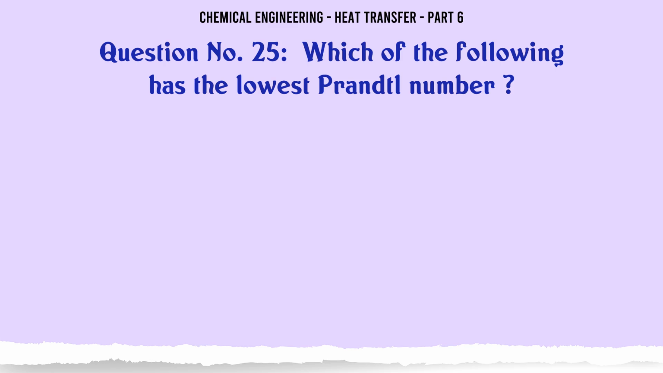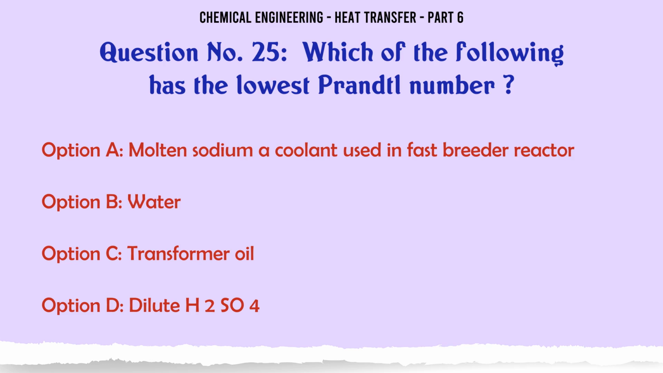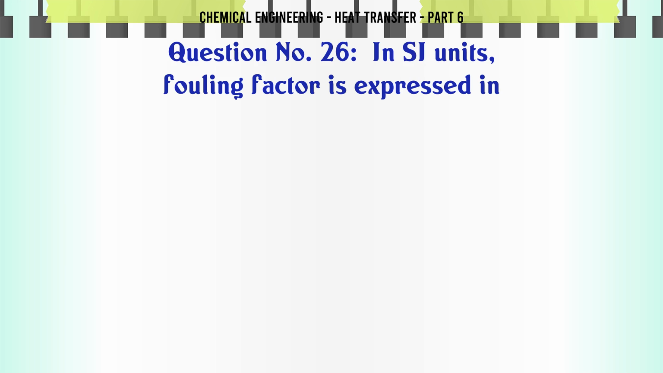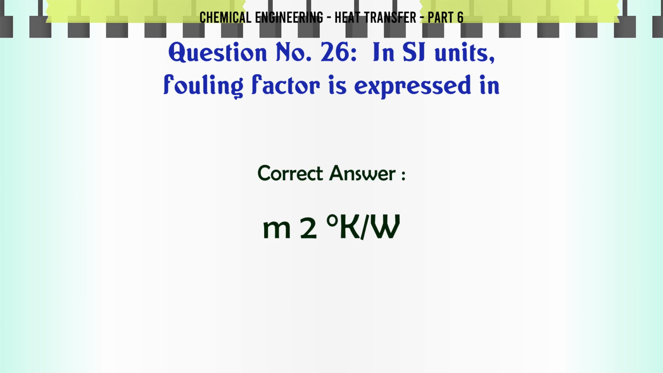Which of the following has the lowest Prandtl number? A molten sodium, a coolant used in fast breeder reactor, B water, C transformer oil, D dilute H2SO4. The correct answer is molten sodium, a coolant used in fast breeder reactor. In SI units, fouling factor is expressed in A m²K/W, B W/m²K, C m²K, D mK/W. The correct answer is m²K/W.